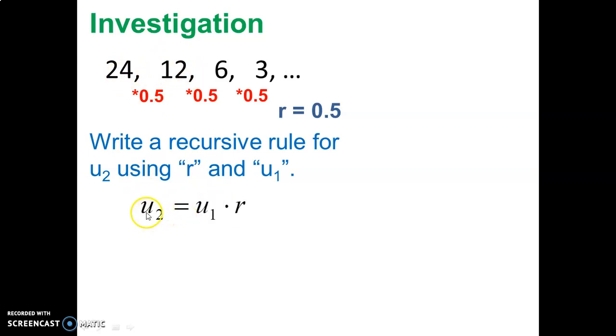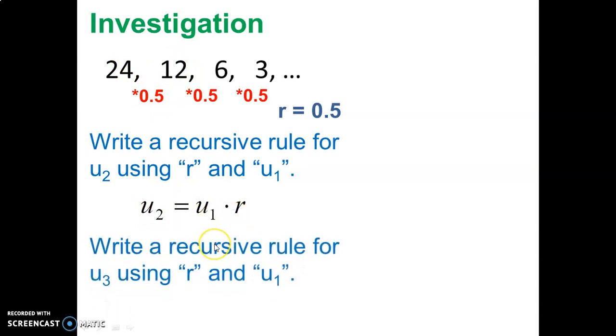Here we are, u sub 2 equals u1. So again, a recursive rule is a rule where we need to know the previous term to figure out what the next term will be. So the next term, u2, you begin with u1 and you multiply it by the ratio. That makes sense. To get to here, you begin here, you multiply it once by that ratio, and then you get the second term. So the second term is produced by multiplying the first term by the ratio.